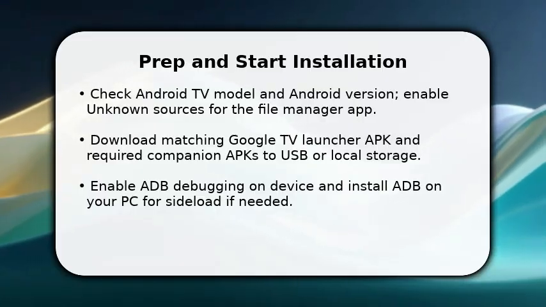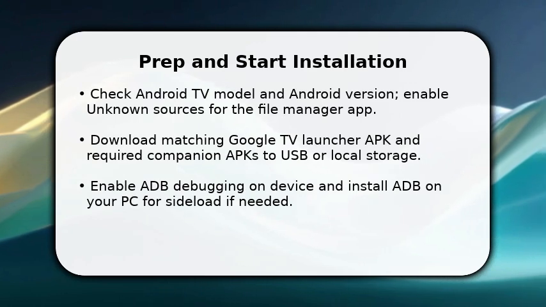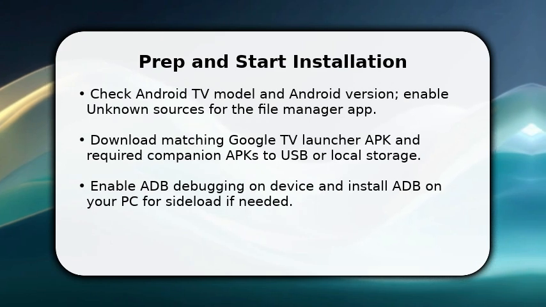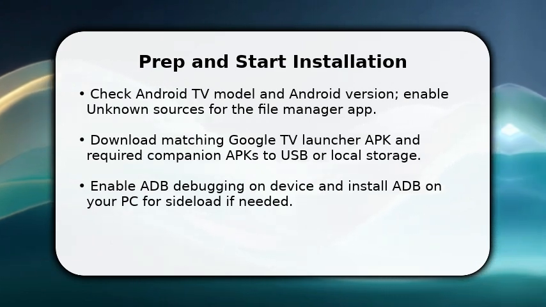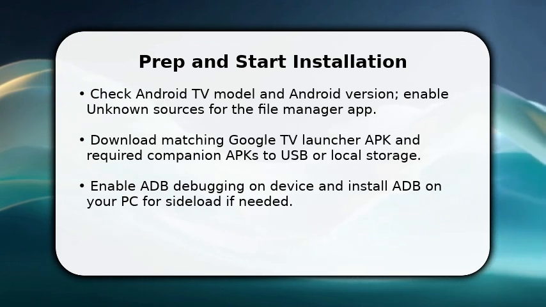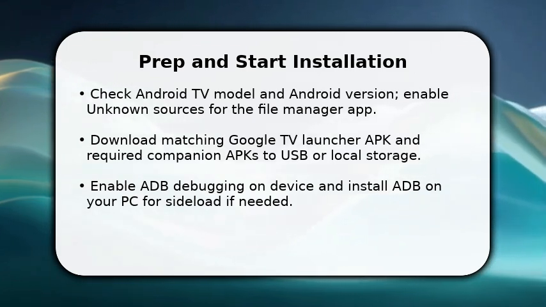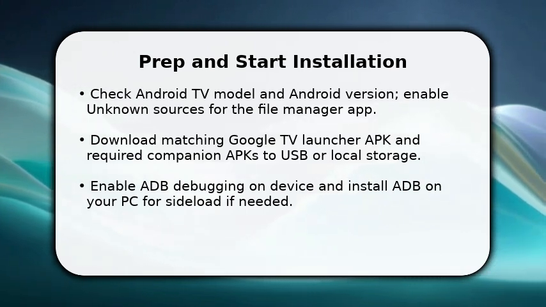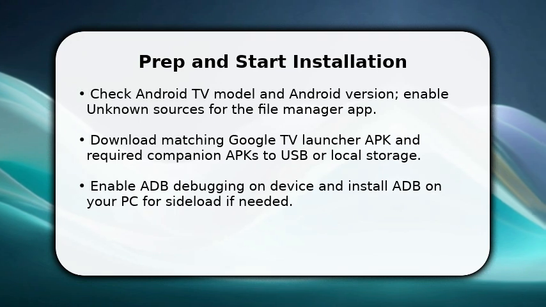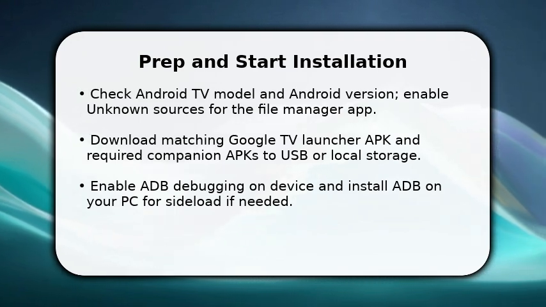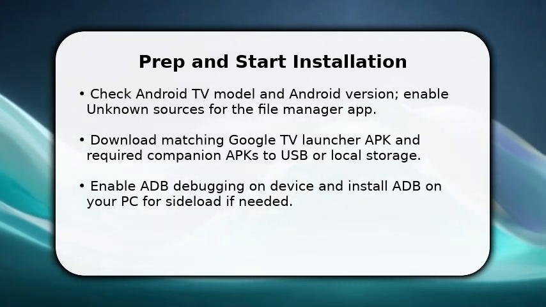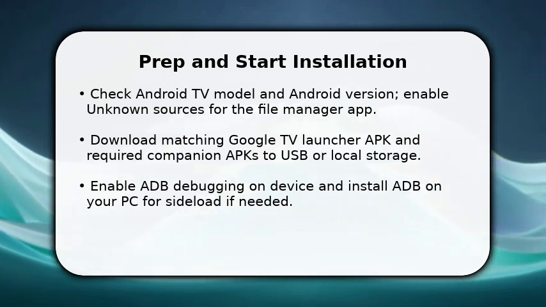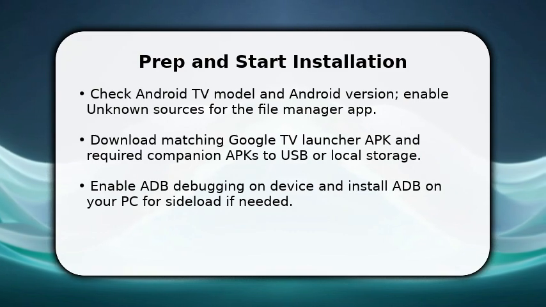You'll begin by preparing the device and files so the real work moves fast. Confirm your Android TV model and OS level to pick a compatible Google TV Launcher APK. Once done, enable unknown sources for your File Manager app and turn on ADB debugging in developer options. Make sure the Launcher APK and any companion packages are downloaded to a USB drive or the TV's storage. If sideloading from a PC, install ADB tools now so you're ready to push packages.